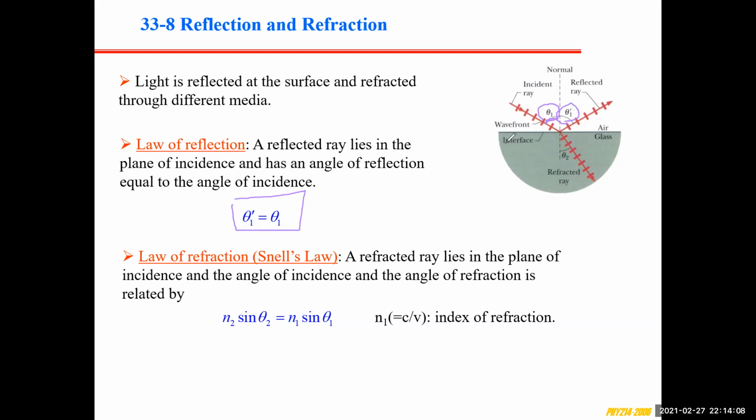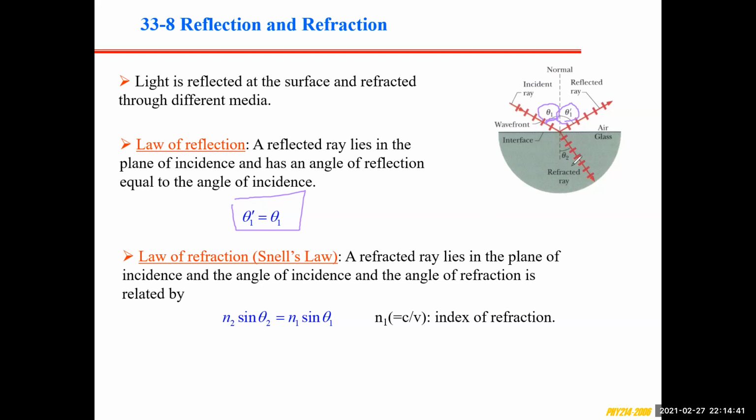The reflected ray lies in the plane of incidence and has the angle of reflection equal to the angle of incidence. So a light ray can be reflected off the surface, and these two angles are equal to each other. We also find that a light ray can propagate through a second material, but then the angle will not be the same as the angle of incidence. It follows Snell's law, which is called the law of refraction.